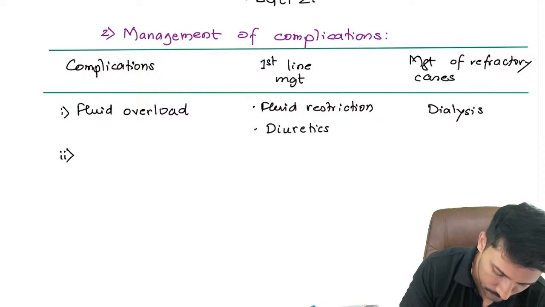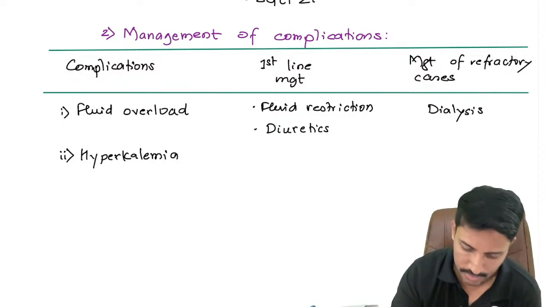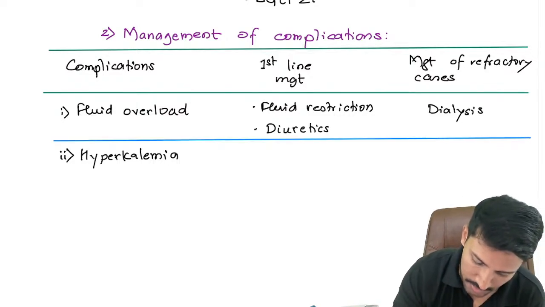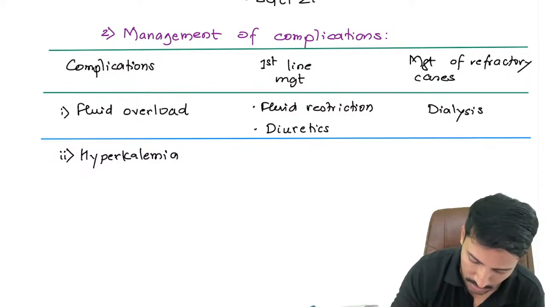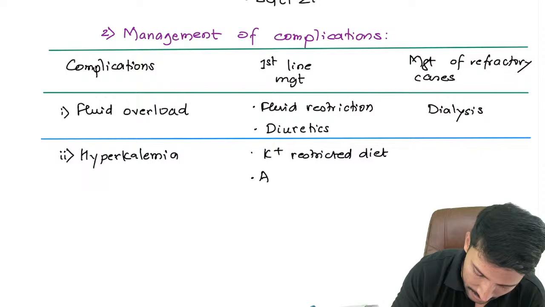Second, if the patient has hyperkalemia, how will I treat? If there is hyperkalemia, how can I treat? First line management is potassium restriction in the diet. That's why most CKD patients are advised not to eat fruits, right? Potassium restricted diet and anti-hyperkalemia measures.